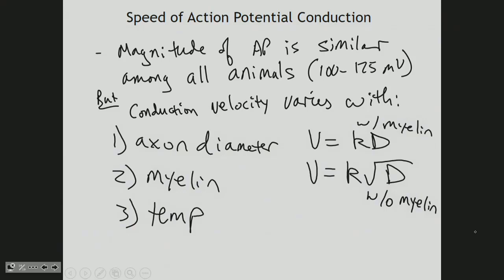So myelin affects the speed of the action potential propagation. So there's an effect of axon diameter, irrespective of myelin. Whether you have myelin affects the relationship that velocity has with axon diameter, shown here. And temperature affects all of this. But I'm not sure that it affects myelinated versus non-myelinated axons differently. I don't know the differential Q10s.